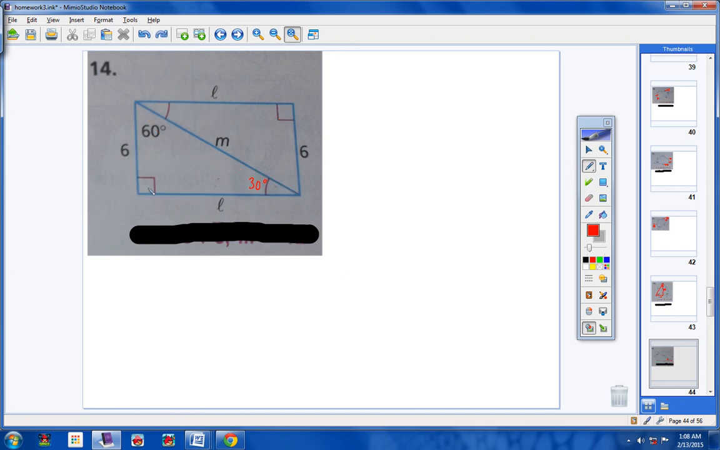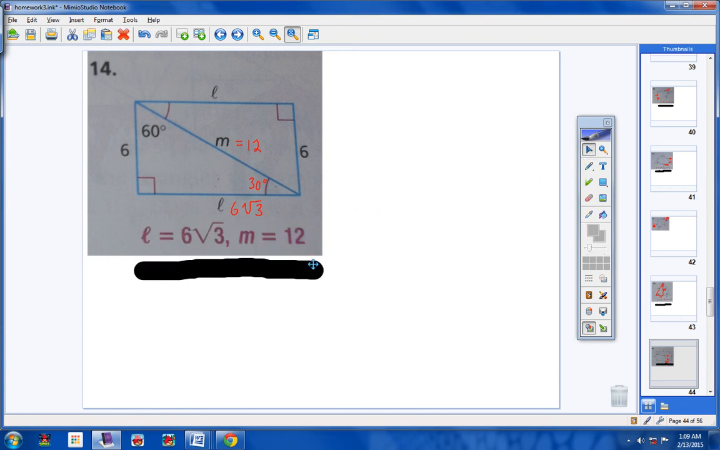So here we go. Notice 30 is my smaller angle. Go straight across. Look, I know my shorter side. When I know my shorter side, it makes the 30, 60, 90 triangle so easy. You take your shorter side, multiply it by 2, and that gives you the length of the hypotenuse. So M would be 12. And then you take your shorter leg and you multiply it by square root of 3, and that gives you the length of your longer leg, which is L. So there we go, guys. There it is. 6 square root of 3 and 12.